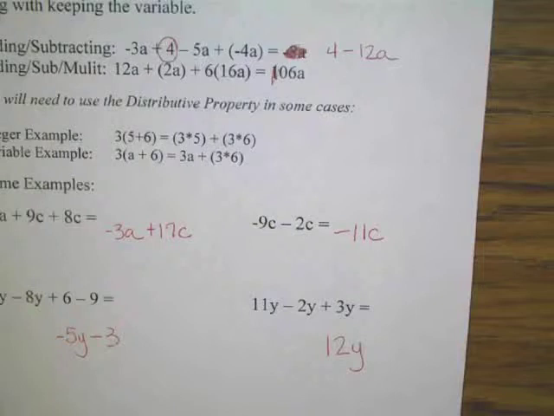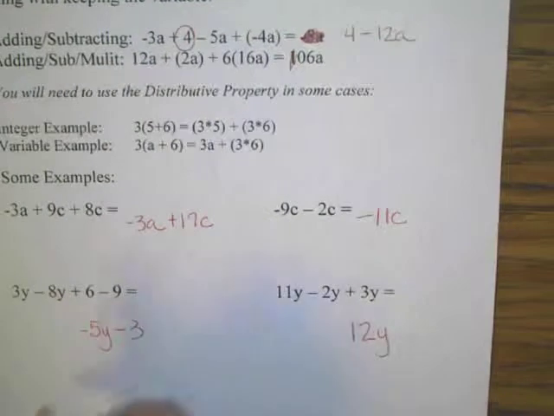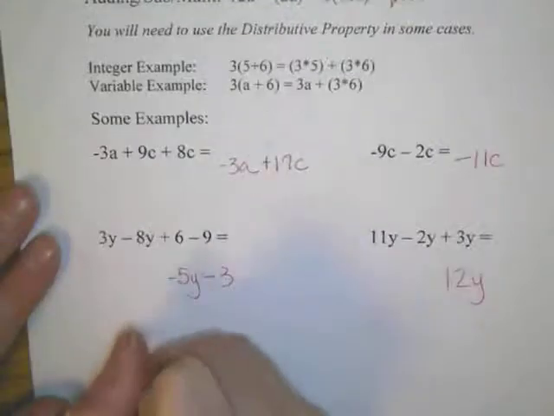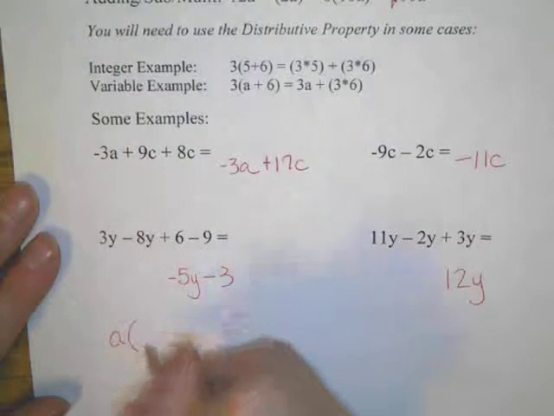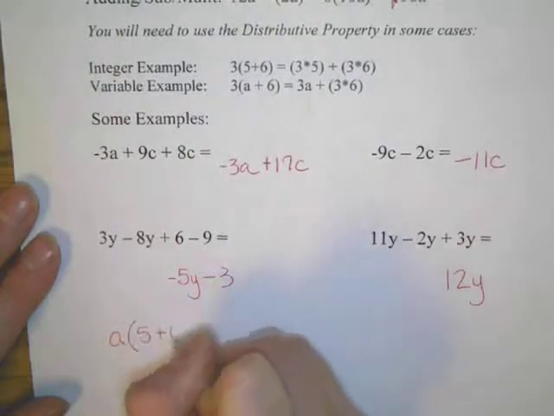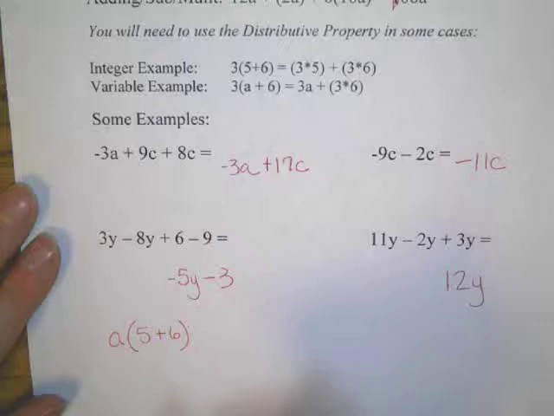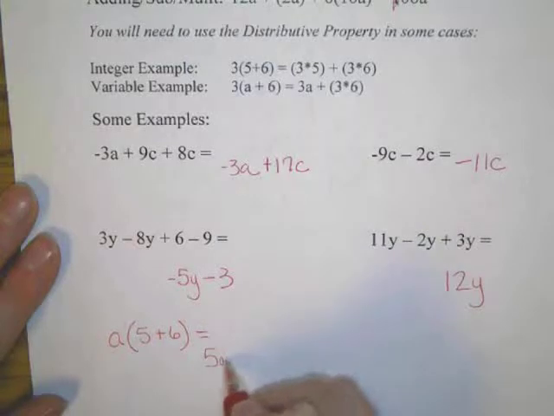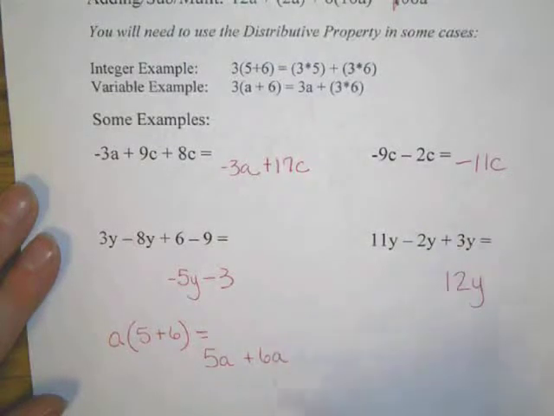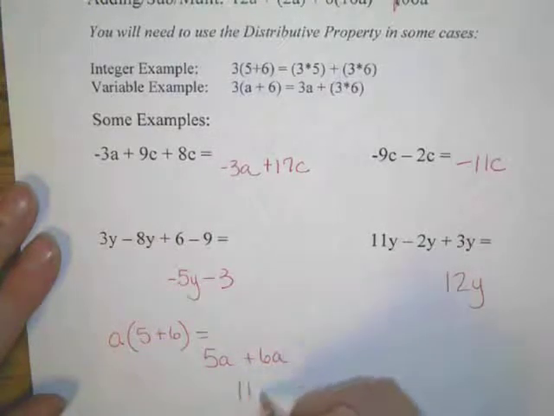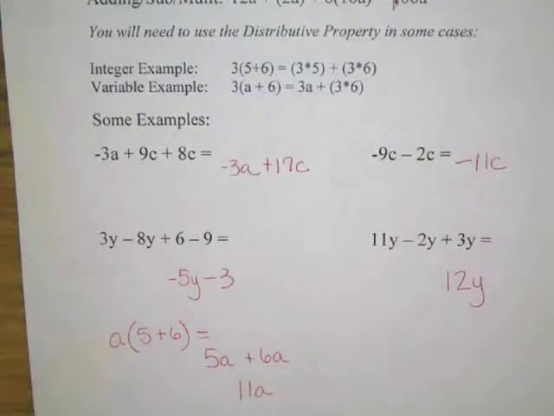Okay. You may also have ones that are like a times 5 plus 6. This would be 5a plus 6a, so 5 plus 6 is 11a. Let's see if I can think of some other examples here.